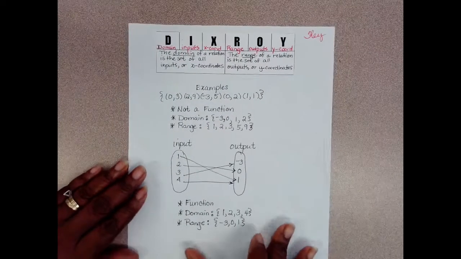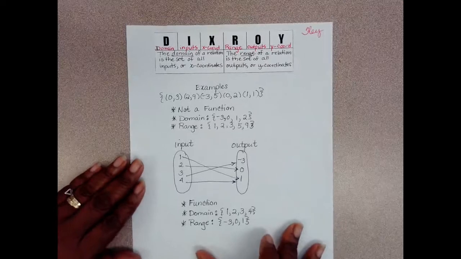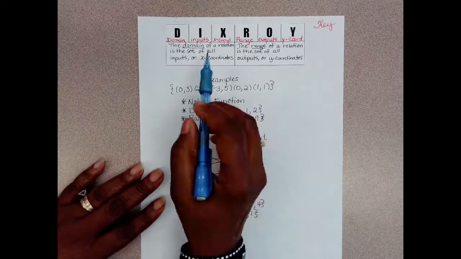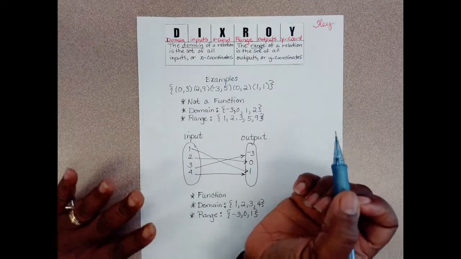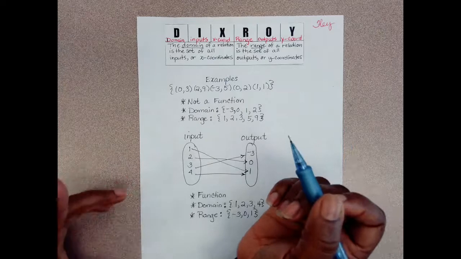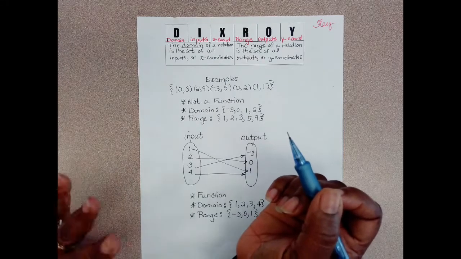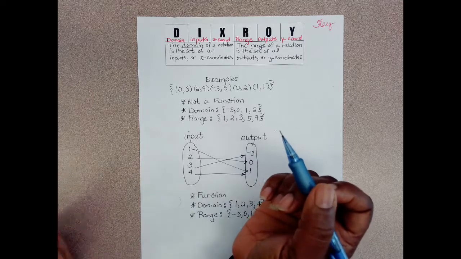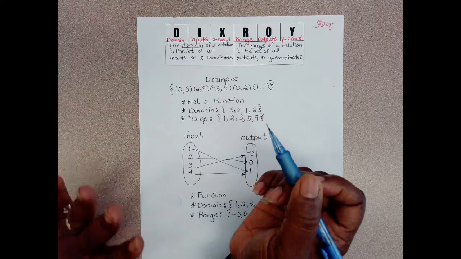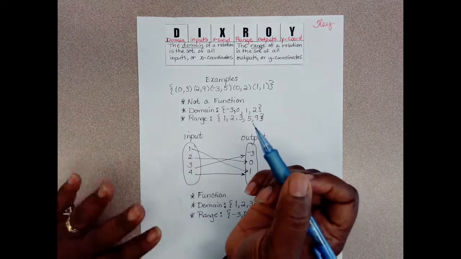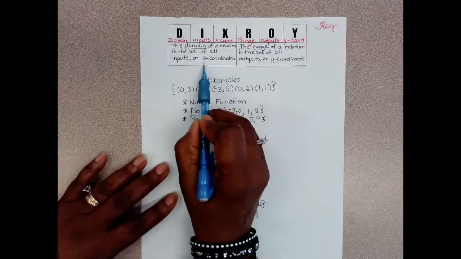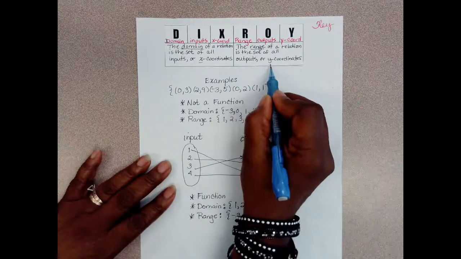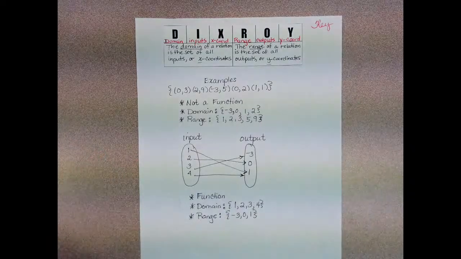Two other words that I want to introduce are the terms domain and range. The domain of a relation is the ordered set of the input values, which we call the x-coordinate. And the range of a relation is the set of all output values, or what we call the y-coordinate. So these terms are different, however, you have been using them throughout 6th, 7th, and 8th grade. So we all know what an x-coordinate is. Now we're just going to call it the domain. We know what a y-coordinate is. We're just going to call it the range.